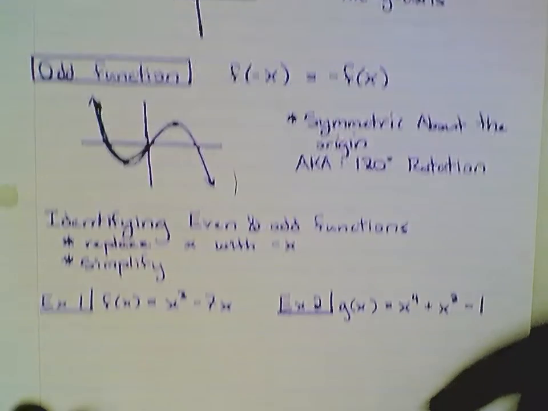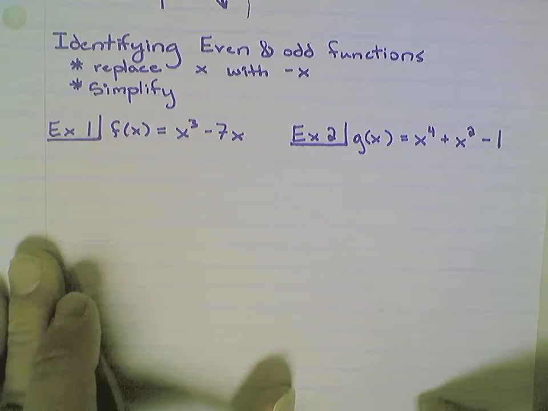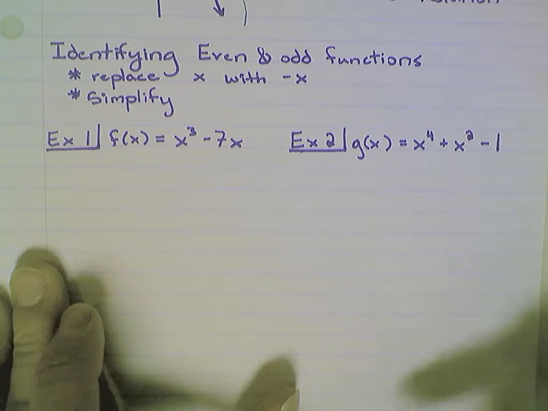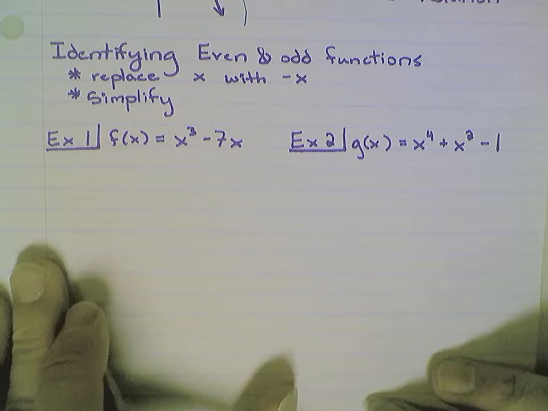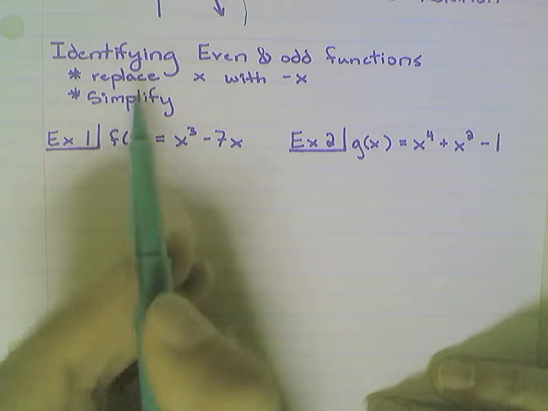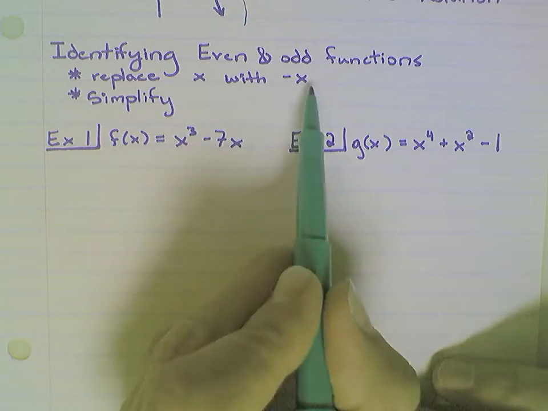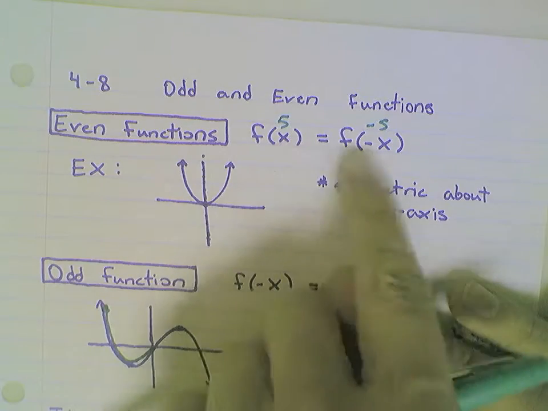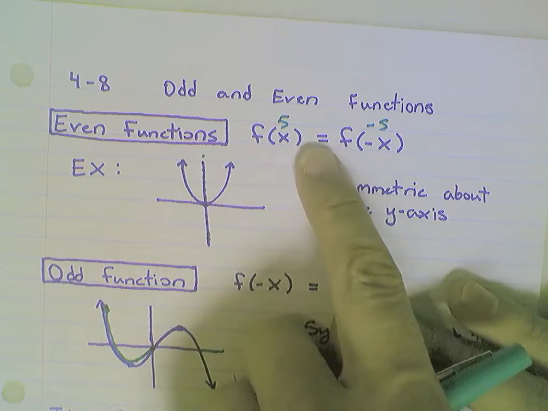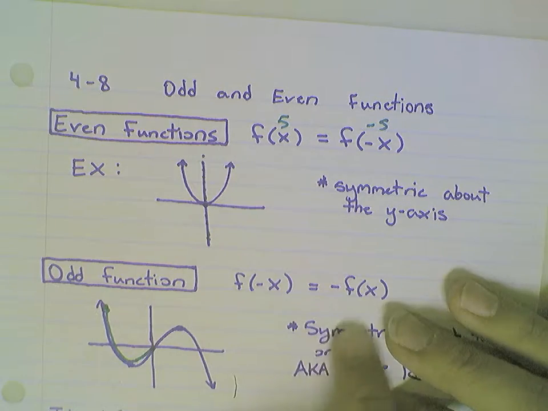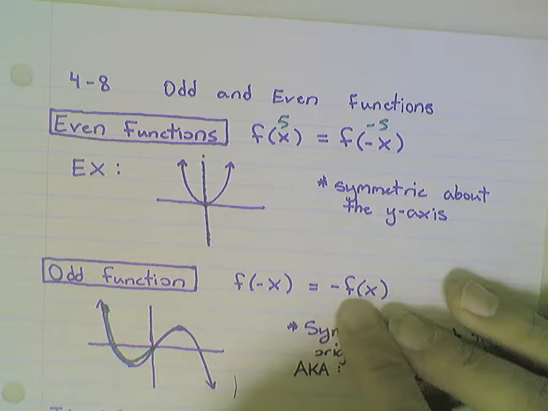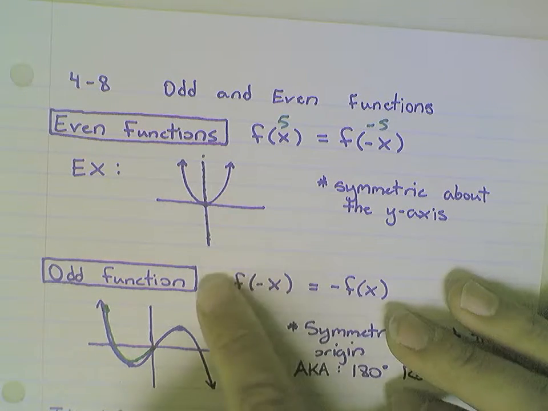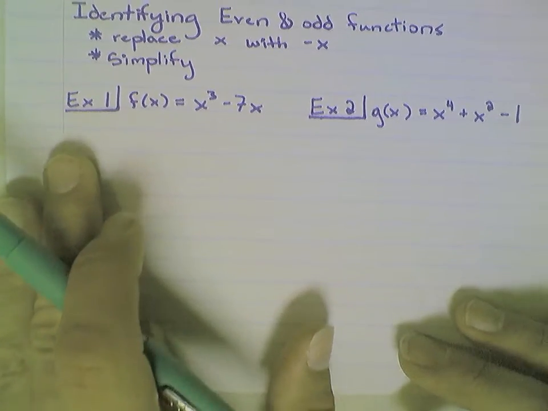Now, what we want to be able to do is identify even and odd functions, and there's really two steps to being able to do this. We need to replace the x with a -x, and then simplify and see whether or not it's still equivalent. If it's still equivalent, we know it's even. If we get the opposite of the original function, we know it's odd. So hopefully this makes more sense when we go through example 1 here.